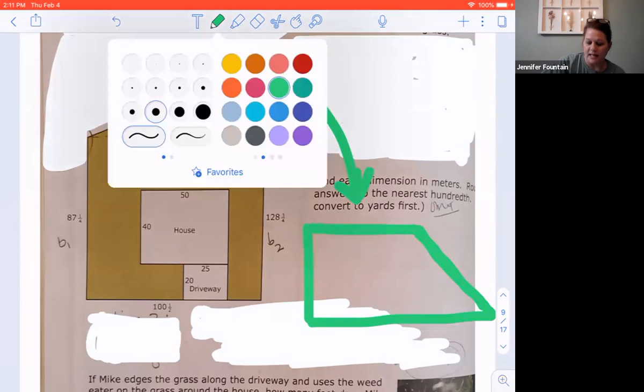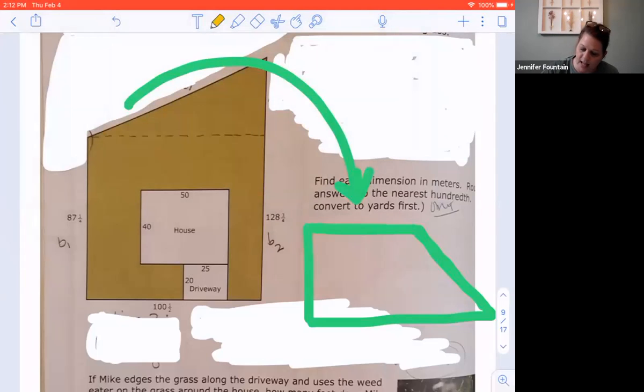So if I were to rotate those measurements, this is the side that is 87 and a half. Let me change that color so it'll stand out a little bit more. This is the side that is 87. That is a half, or is that a fourth? Where are my glasses? Oh, they're on my head. Okay, yes, that is a fourth. 87 and a fourth. I can see that this side is the one that's 100 and a half. And then this side is 128 and 3/4.